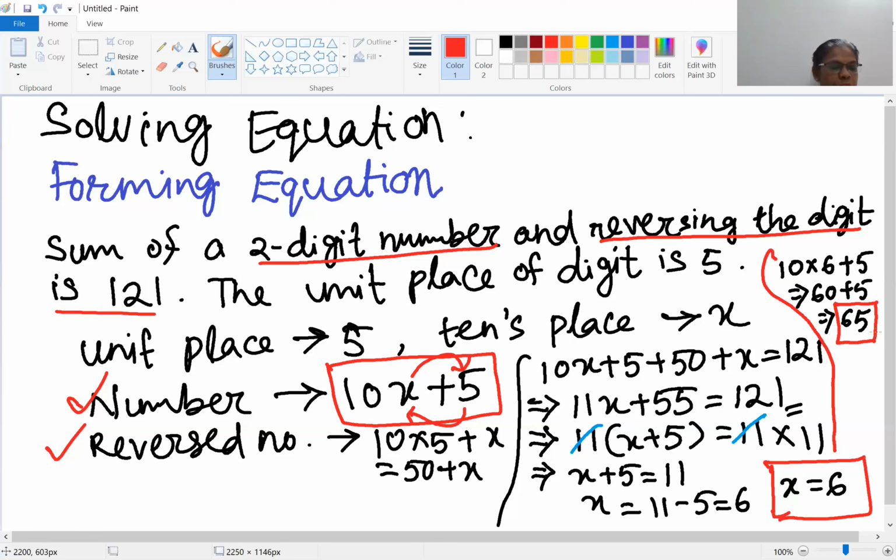The terms like greater than, smaller than: greater than means addition, smaller than means subtraction, and times means multiplication. All these terms we have to use to find out the equation first, then the next step is to solve the equation. Got it? We'll solve more word problems so that we can get more words and frame proper sentences. Moving further to the next topic.